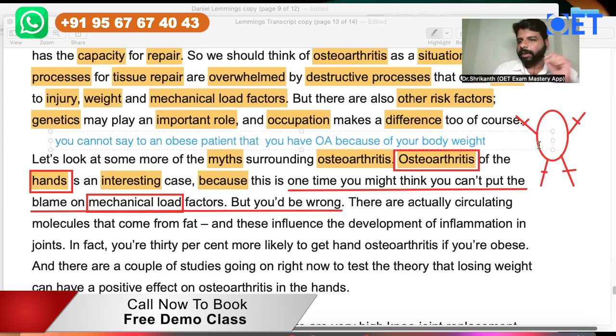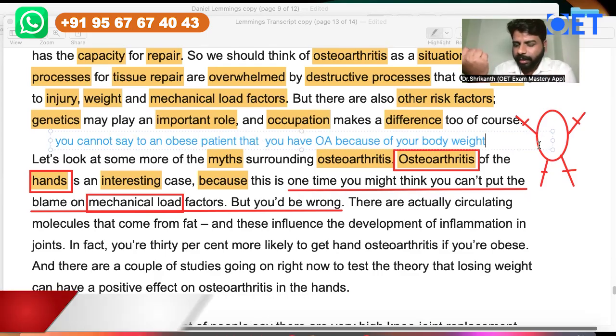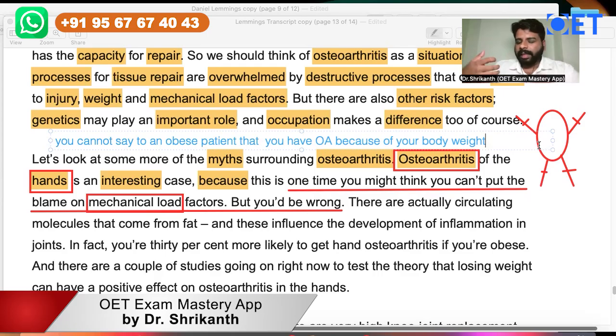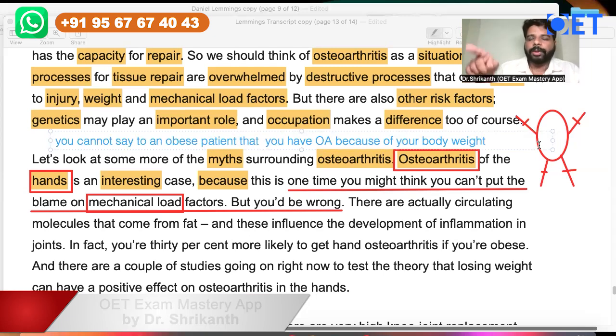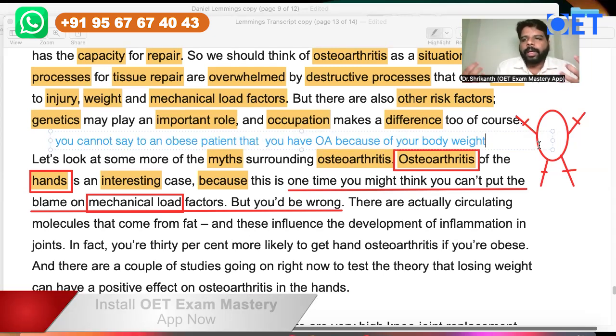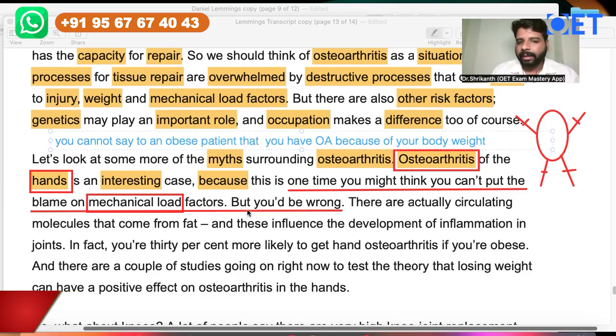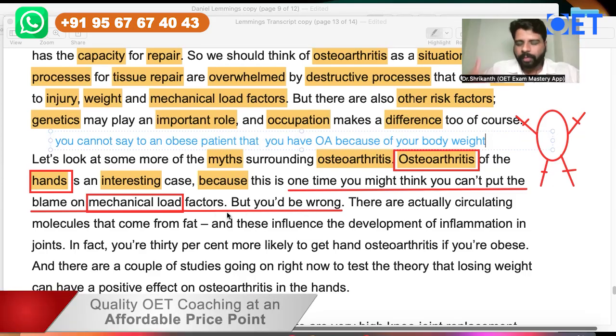So we have an obese patient and they are having osteoarthritis of the hands, right? So can we blame the person? Imagine that I'm having osteoarthritis of the hands. Can you blame me? The reason why you have osteoarthritis of the hands is because you're obese. You will say no, you cannot, because the hands are not having any mechanical load. But he is saying that is actually wrong. The mechanical load of the body is related to osteoarthritis of the hands. So that is the meaning of this.